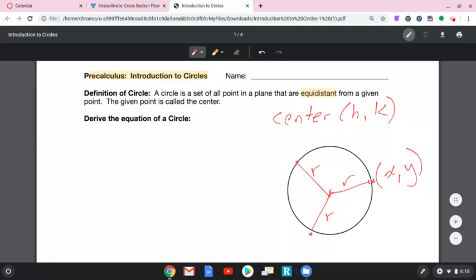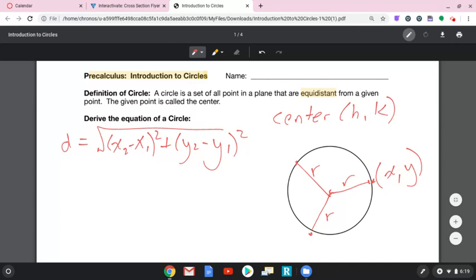Now, when we talk about distance, let's recall our distance formula. I have the square root of (x2 minus x1) squared plus (y2 minus y1) squared. This is our distance formula. We're going to use this distance formula to derive the equation of the circle.